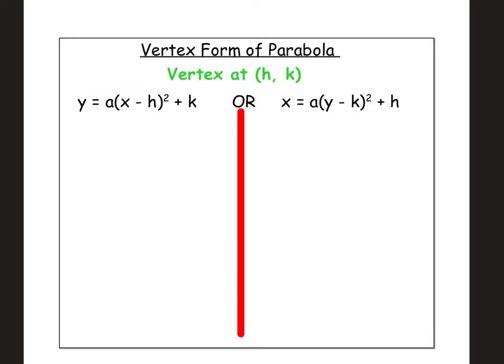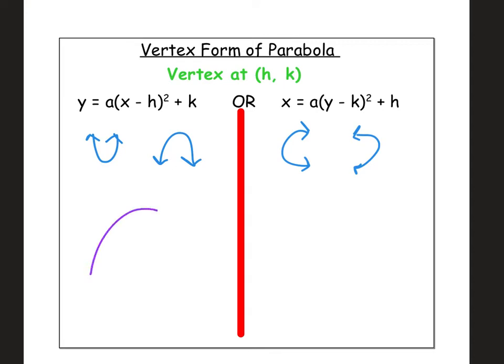All right, so if we go back to this vertex form of a parabola, there's going to be a couple ways that we can do it. Remember, the y equals parabolas have the vertex, of course, at (h, k). The y equals ones open up if a is positive or down if a is negative. And the x equals ones open to the right if a is positive and to the left if a is negative.